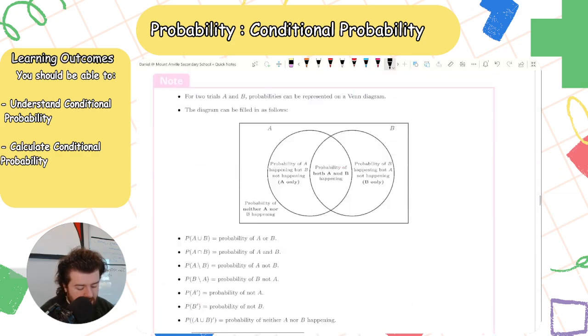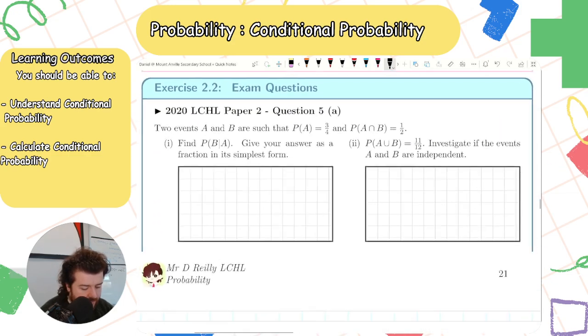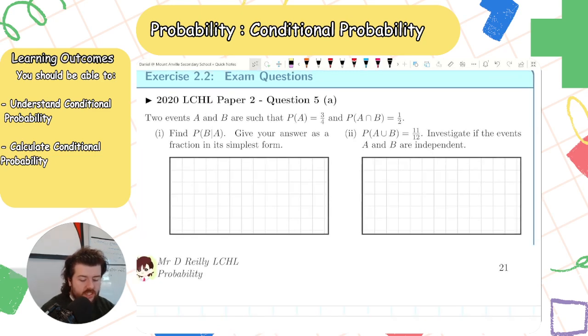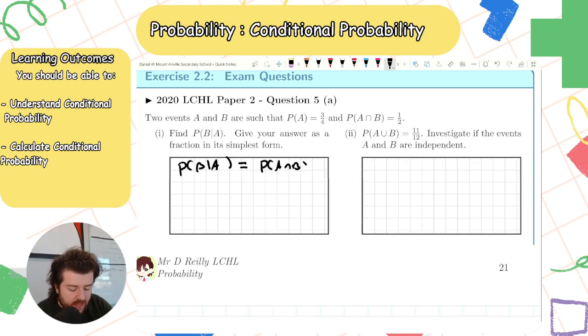So let's just look at some questions here. Two events A and B are such that probability A is 3/4 and probability A intersection B is 1/2. Find B given A, and give your answer as a fraction in its simplest form. So probability B given A is going to be equal to probability A intersection B over probability A. I know what probability A is and I know what A intersection B is, so it's going to be 1/2 over 3/4. Put down your calculator.